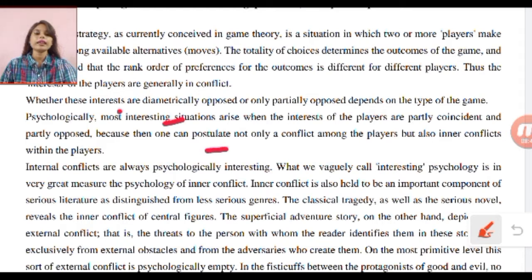one can postulate not only a conflict among the players but also inner conflicts within the players. So they are talking about conflicts or clash from the exterior side also, as well as from the internal side also. So you all know that obviously while playing games, players have certain things in their minds, as well as they show certain things on the fields. So there always is an inner conflict going on in their minds, as well as there is conflict going on outside while they are playing. That's it. Let's move over to the next paragraph.